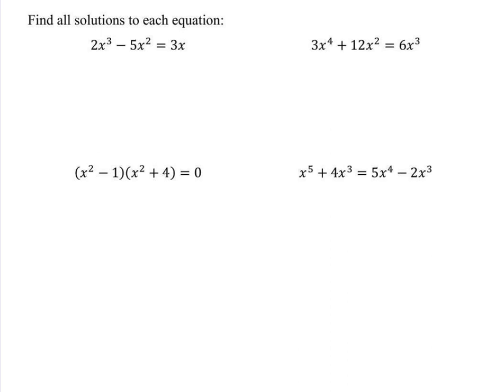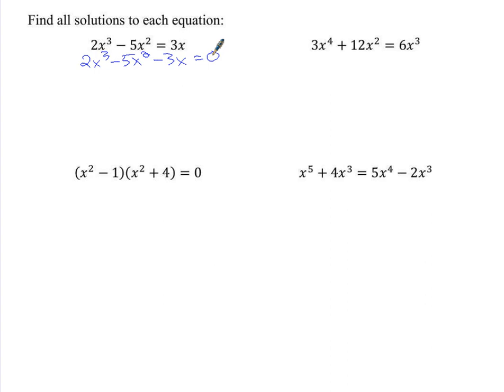Find all the solutions to each equation. So for that first equation, how many solutions should I have? 3. Maybe some are real, maybe some are imaginary, I don't know. Hopefully they're all real because then I can find them. So what should I probably do first here? Everything on one side, and then I'll have equals 0 on the other. And I'm going to write these in descending order. So I'll have 2x to the third minus 5x squared minus 3x equals 0.